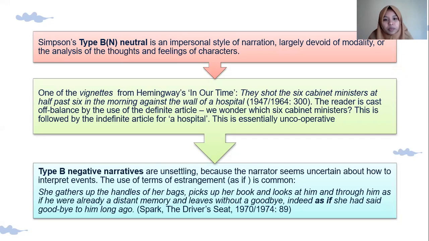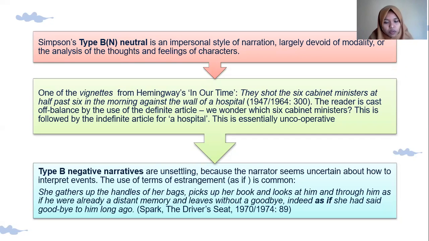because of the use of the definite article the in the six cabinet ministers and also the use of the indefinite article for a hospital. And the last point is that type B negative narratives are unsettling because the narrator seems uncertain about how to interpret events. The use of terms of estrangement such as as if is common.